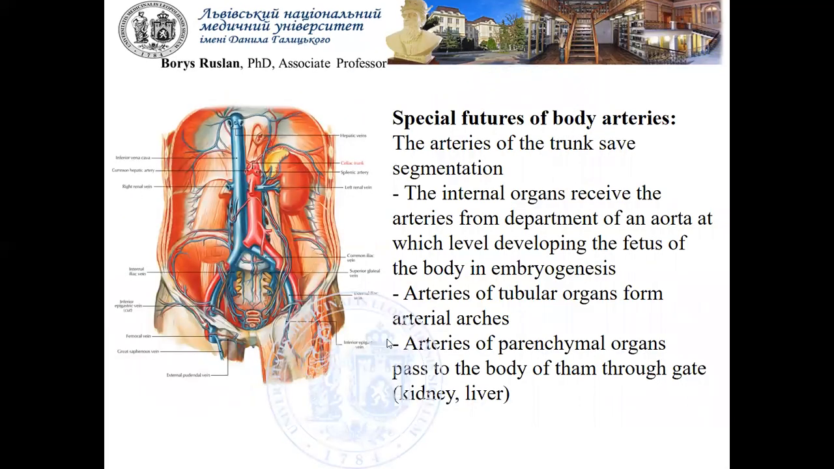Okay, what about special features of body arteries? General special features: the arteries of the trunk preserve segmentation. The internal organs receive arteries from the section of the aorta at the level where the organ developed in the fetus during embryogenesis. Arteries of tubular organs form arterial arches. Arteries of parenchymal organs pass to the organ through gates. It's so for the kidney and the liver.